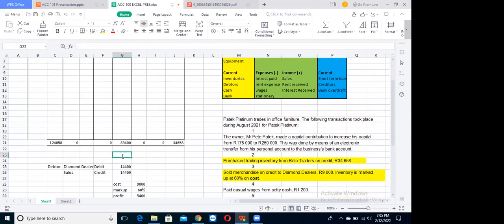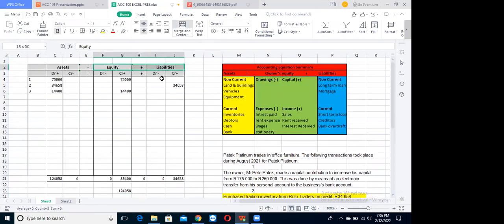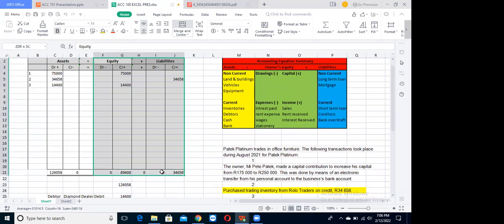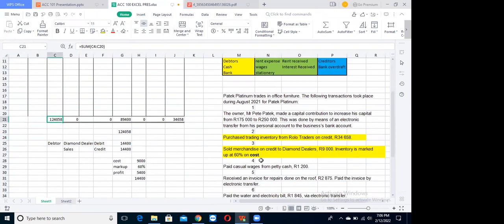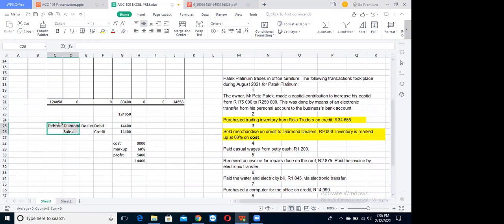14,400 Rand. So at the end of it all, if we sum up the liabilities and the equity, the amount should be equal to the total assets. Then we know that our equation is in balance. Okay, that's it about this transaction.